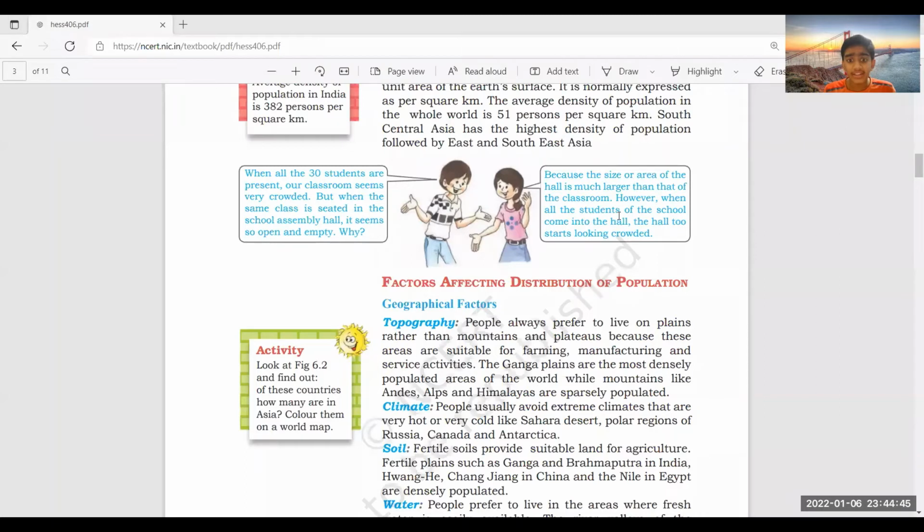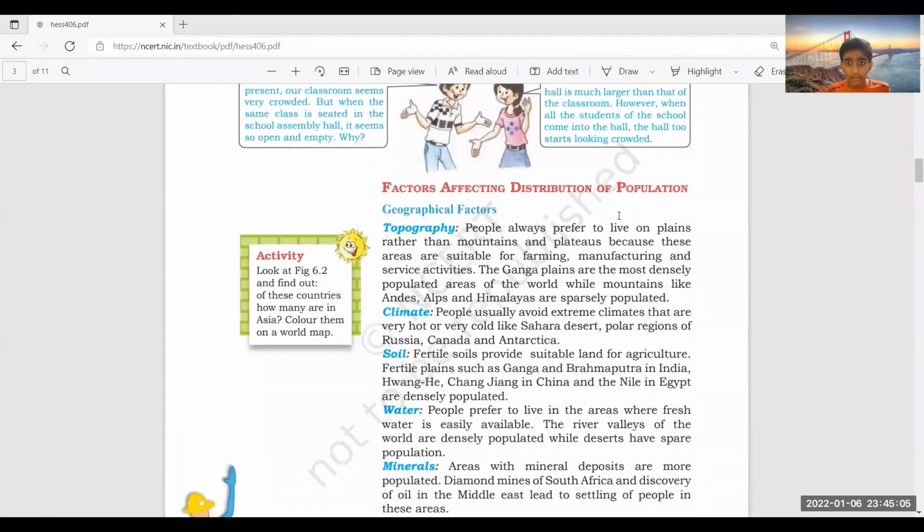Now, there are many factors which may affect distribution of population. Topography. Now, topography means mountains. We all prefer plains to mountains and plateaus, because plains are useful for farming or manufacturing or many other activities, right? That's the reason plains are mostly populated. Ganga plains are very populated, but when you go to mountains like the Alps, Andes and Himalayas, they're sparsely populated.